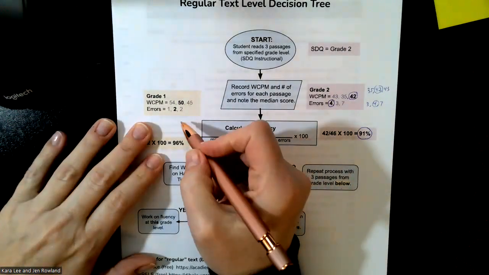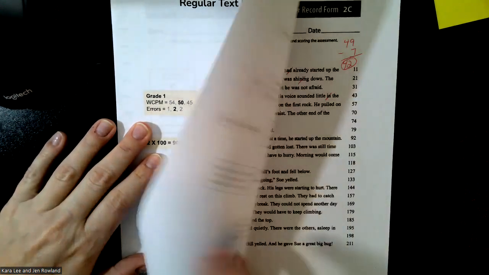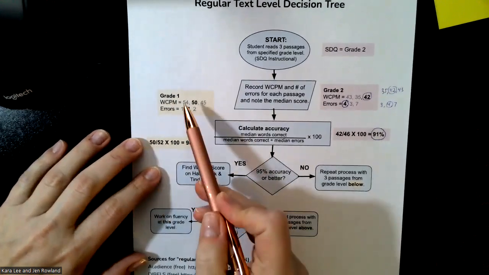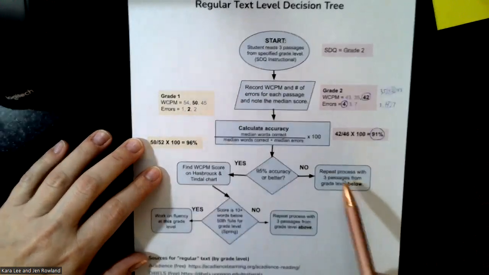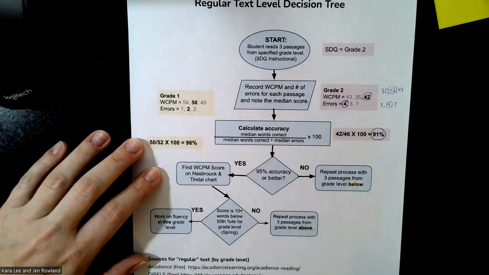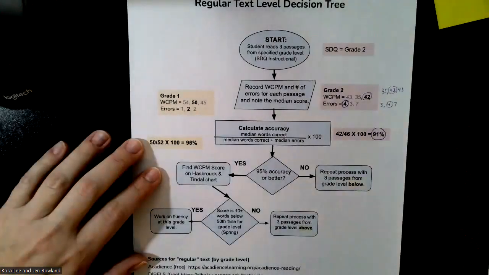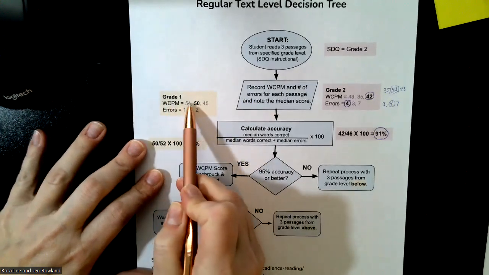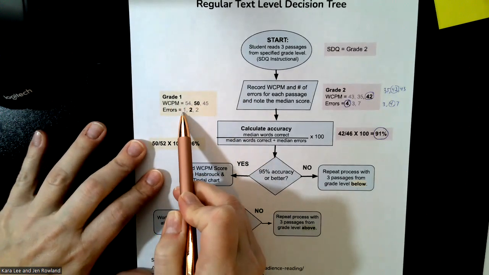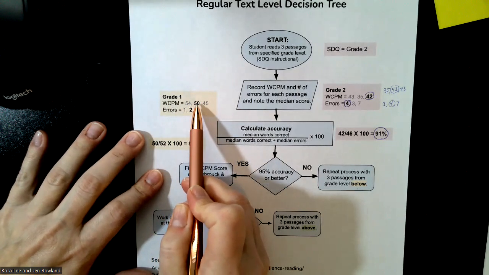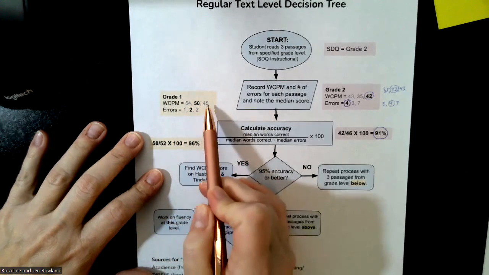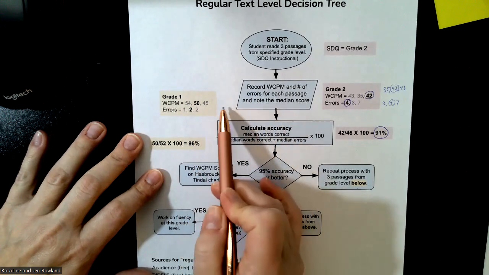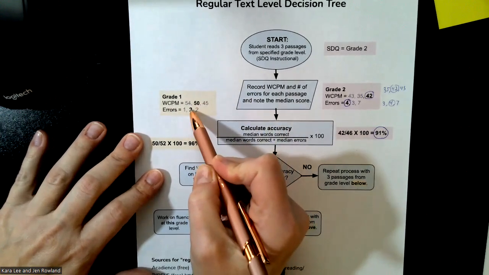Okay. So now I go down to 1st grade level and I repeat the process with 3 new passages. So I get out the 3 passages now from 1st grade level. I write down the words correct per minute on passage 1 was 54 and the errors was 1. The words correct on passage 2 was 50 and the errors were 2. The words correct on the 3rd passage was 45 and the errors were 2. Again, find the median score, which would be 50 and 2.